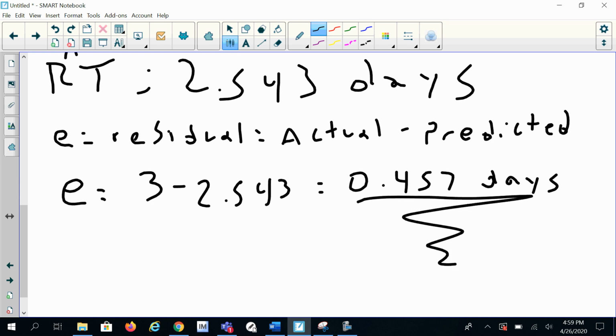The prediction was 0.457 days off from what really happened with that 28-year-old. That's not bad. That's not that bad at all in terms of the model itself.